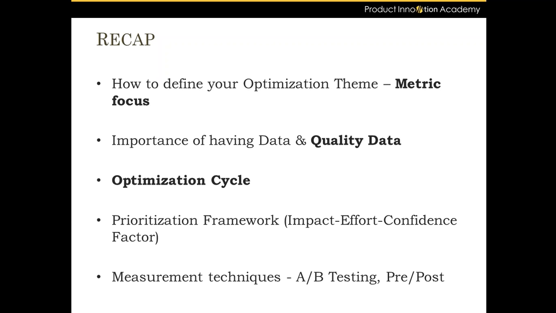upfront, and more importantly, having the right quality data. Right? We went through the optimization cycle. What are those 9-10 things you go over to successfully run optimization projects? We touched upon prioritization framework. How do you prioritize? How do you bring in that confidence factor when you're prioritizing? We also touched upon measurement techniques, A/B testing, pre-post, where it falters, and how do you drill down to measure smaller impacts, right? And if there's only one thing you have to take away, I would call it that metric focus. Being metric focused is the key for anything you do with optimization.